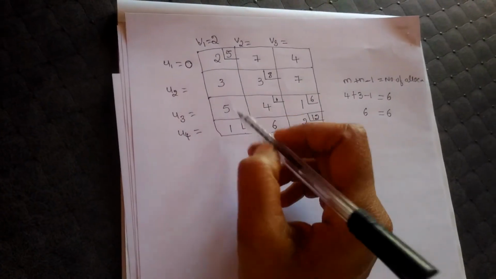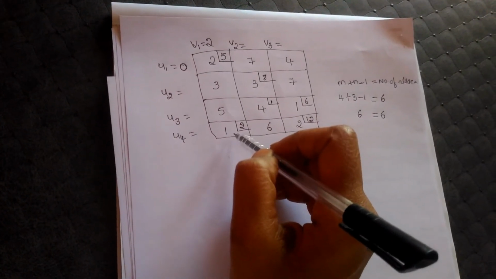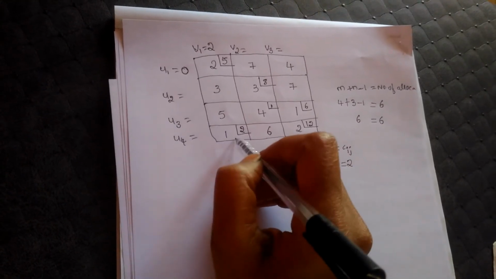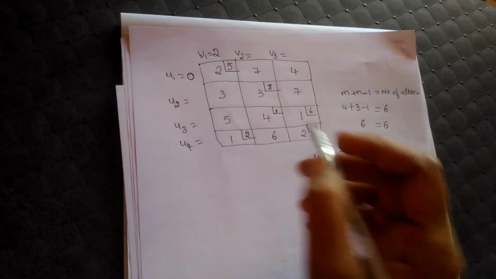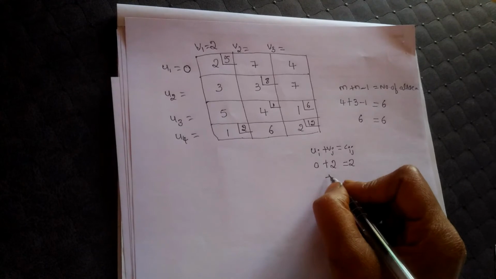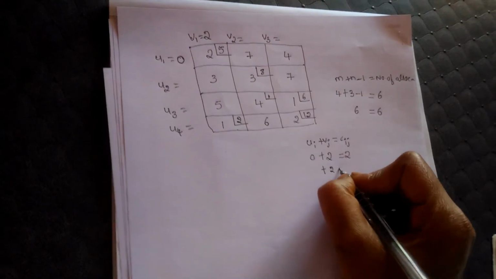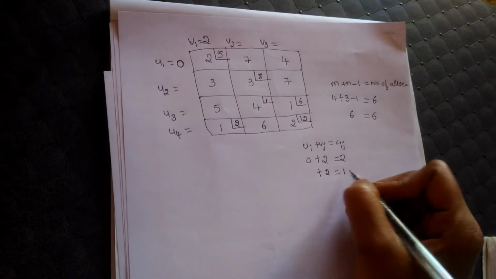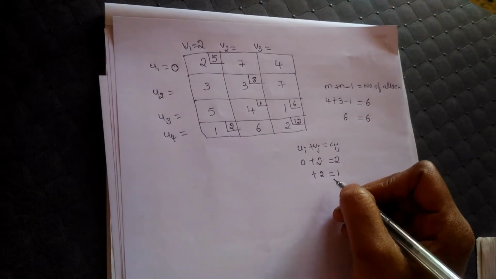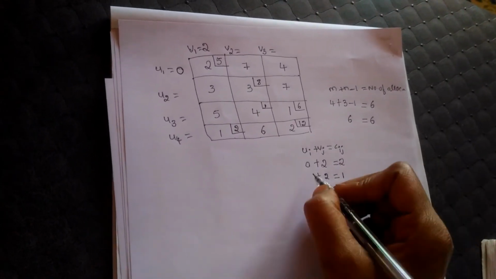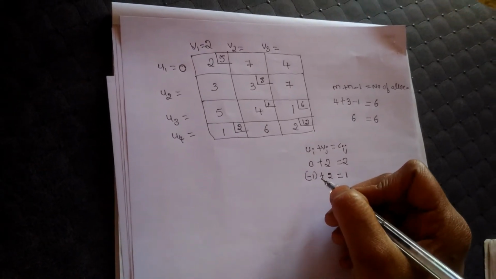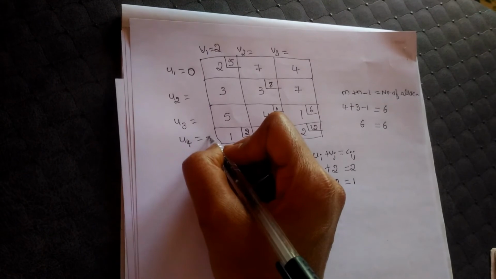Now, in the same column, I have a cell which has an allocation, that is u4, the 4th row. So I know the value of v, I don't know the value of u. I know the value of v is 2 and the value of Cij is 1. Now what should I add to 2 to come up with a sum of 1? I should add minus 1. So now the value of u4 is minus 1.